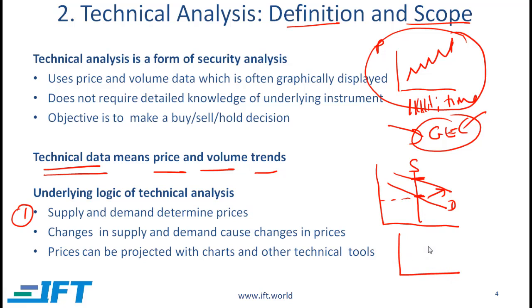Another example is that you have a given supply and a given demand curve. Let's say that there is a secondary offering of this security, which will cause the supply to increase. Assuming the demand is the same, according to the supply and demand model, the price is likely to come down. Prices can be projected with charts and other technical tools. So as shown over here, we try to project the future price using charts and graphs, which we will be studying in a lot more detail.